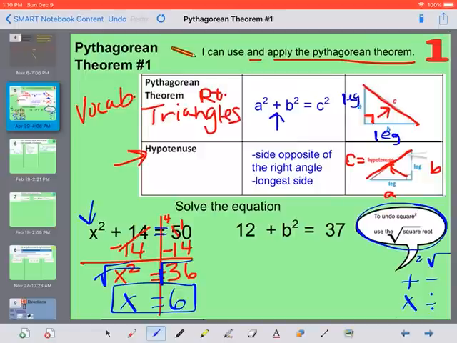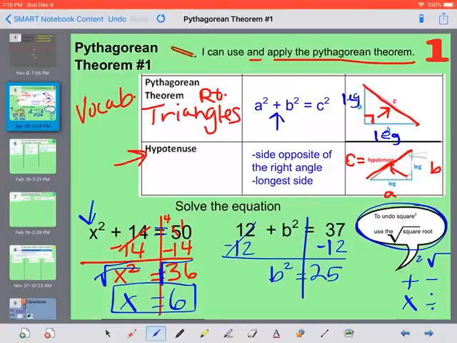The second one, same thing. If I get rid of this 12, subtract 12, we get b squared equals 25. And then to undo the square, we take the square root. The square root and the square are opposites or inverses of each other. They eliminate. And we have b equal to the square root of 25, which is 5.